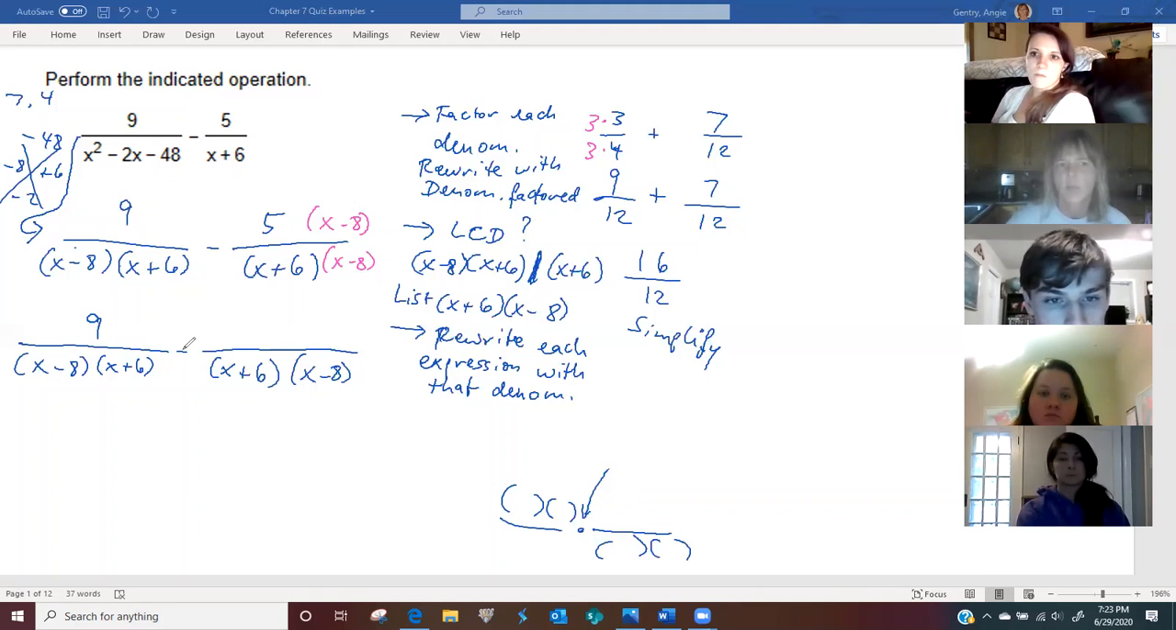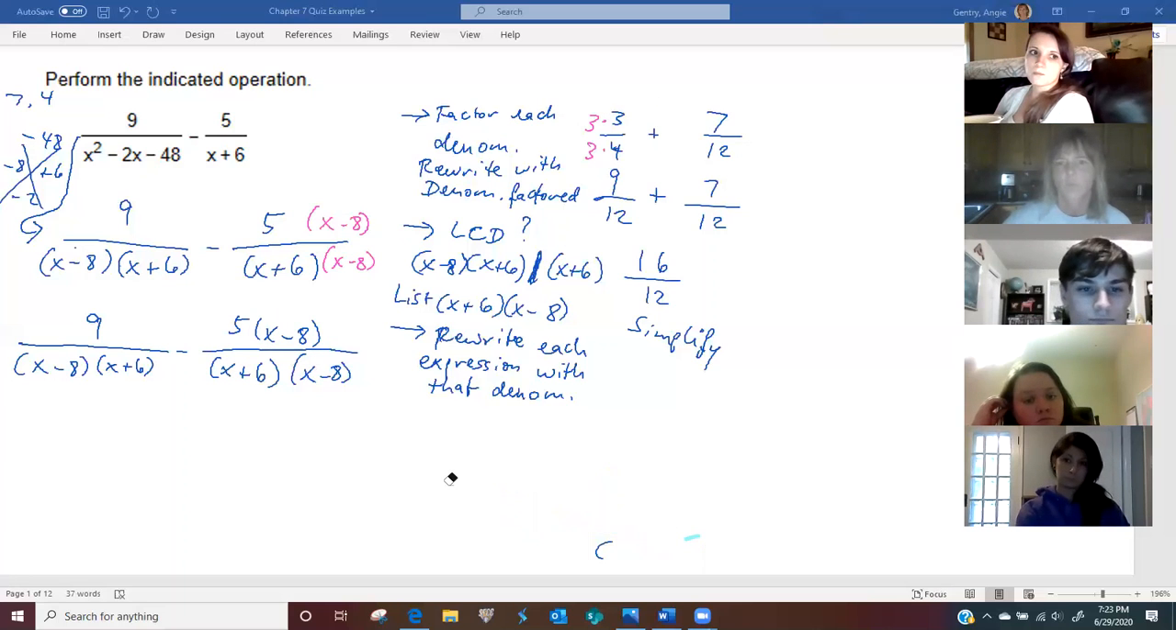But if it's a subtraction, you absolutely will not make that mistake of making this a 5 times x minus 8 and then canceling stuff. That doesn't make sense, because that gets you right back to the previous step. So don't do that. You have to say, oh, what do I have to do?